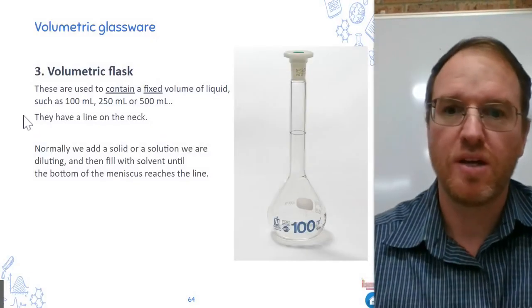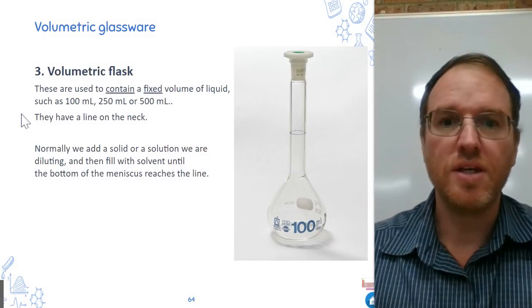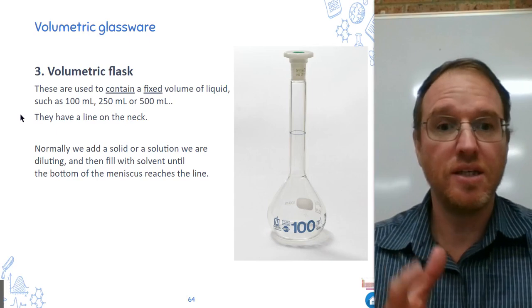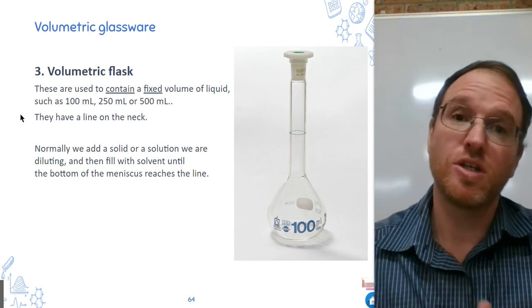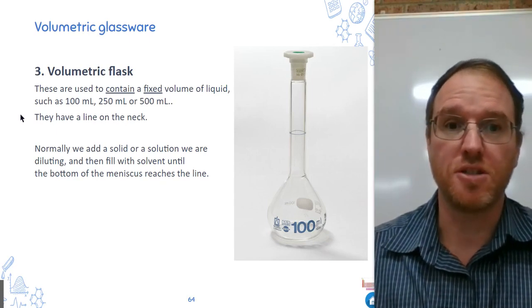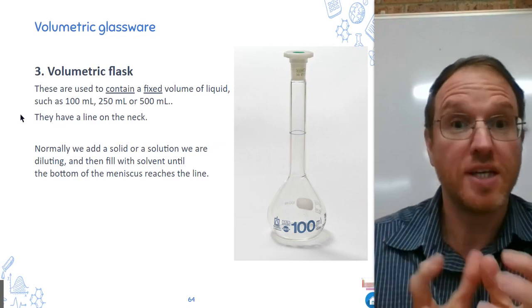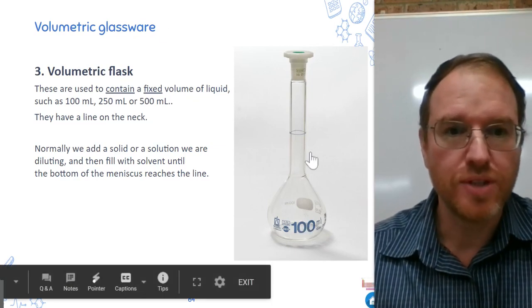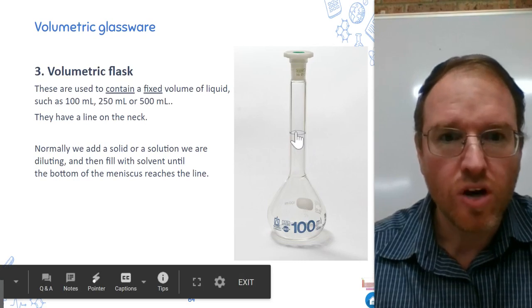The third one, a volumetric flask. These are used to contain a fixed volume of liquid. So you're actually making up a solution that you are then going to keep and be using in your investigation. So not just for transferring, you're containing it, and it's a fixed volume as well. You can see this one is 100 mLs, and it's got a line there on the neck.